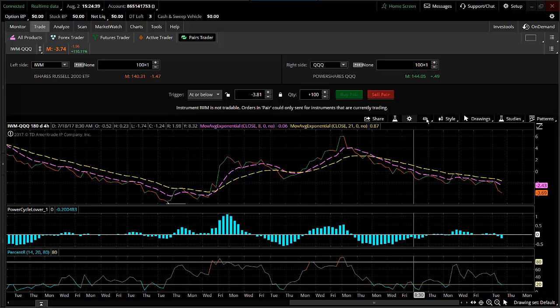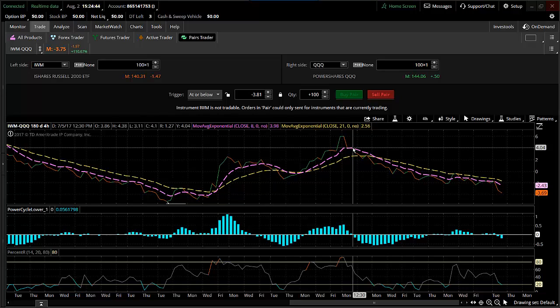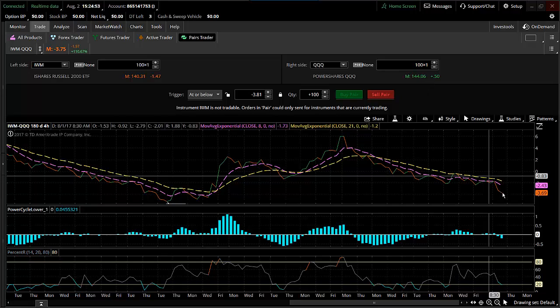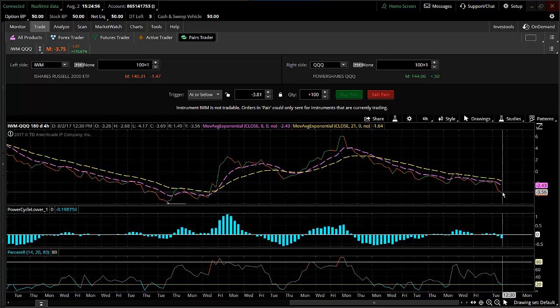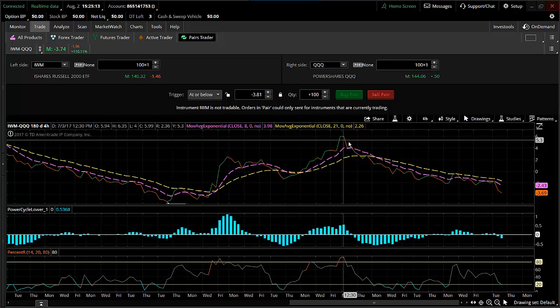This is a 4-hour chart. I've got my spread on this right here. This is the spread difference between the Russell and QQQ. You just take, for example, right today it's 140.31 minus 144.06, and your spread value currently is the Russell's $3.56 per share below QQQ, or on a 100 basis, that'd be $357 below QQQ per 100. So what you're looking at is a sell signal.